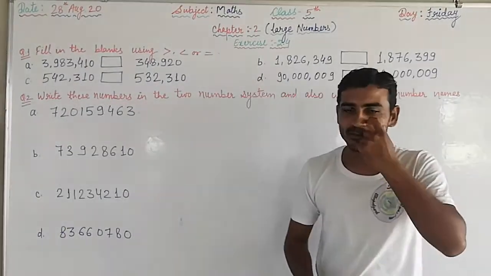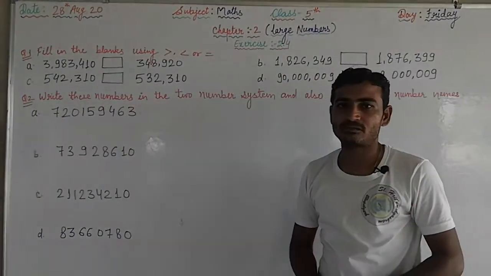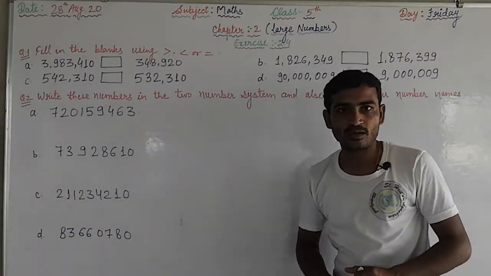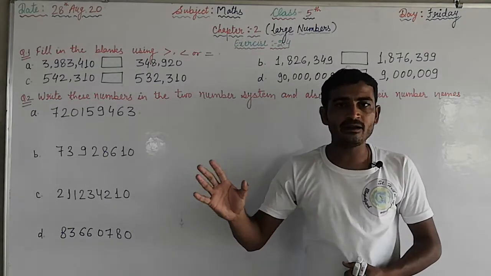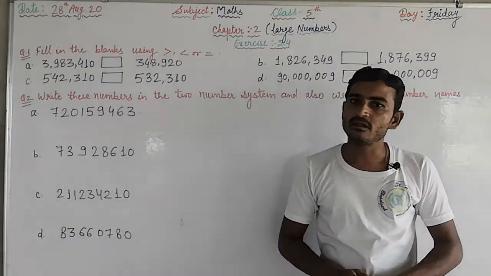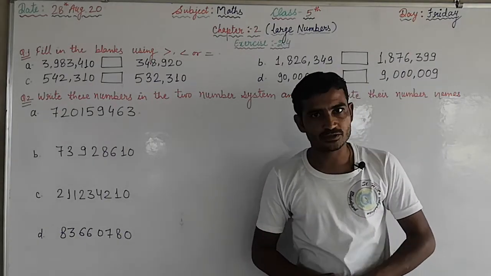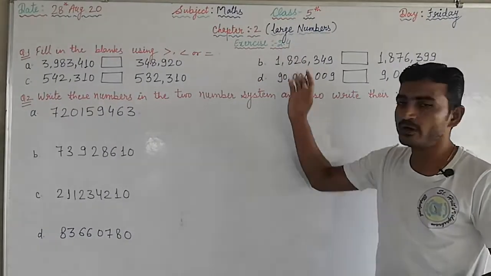Good. Okay, here I come with the lecture for grade 5th and we are just going to continue the chapter 2nd, that is large numbers. Yesterday we discussed the Indian number system and the international number system and also discussed the difference between these two systems. Now we start our exercise, that is exercise 2.4.